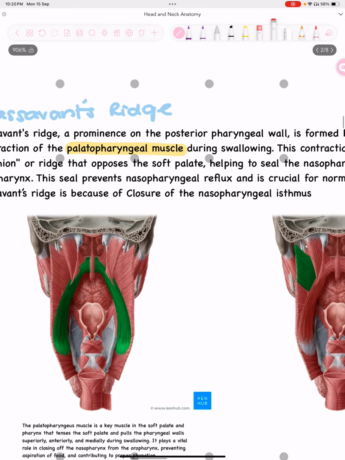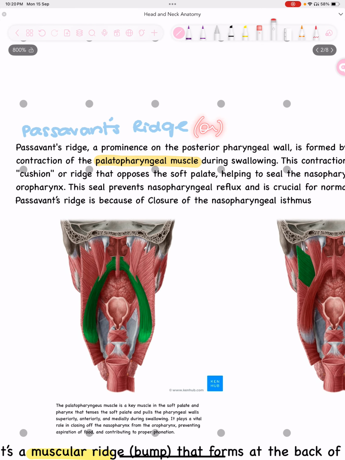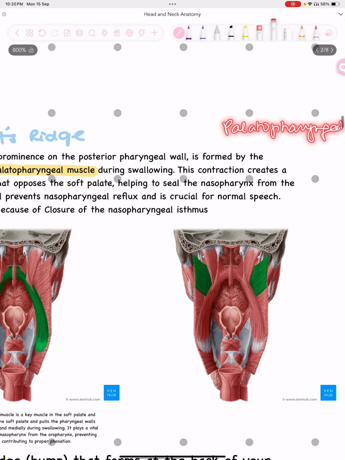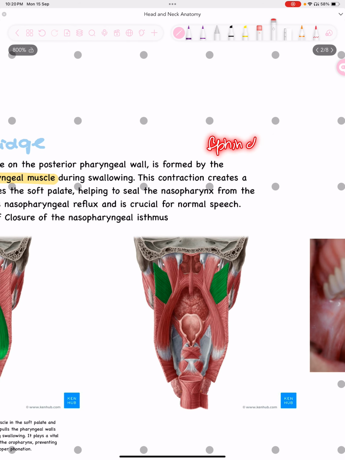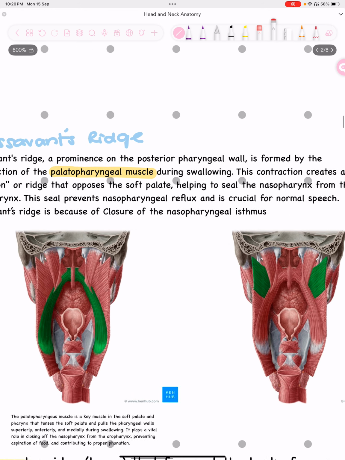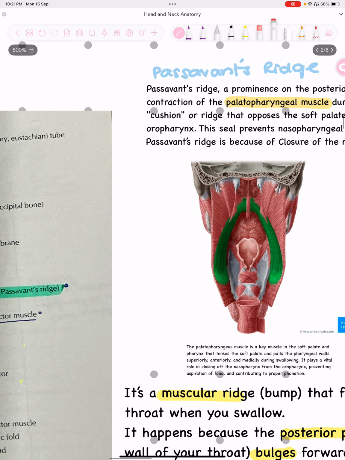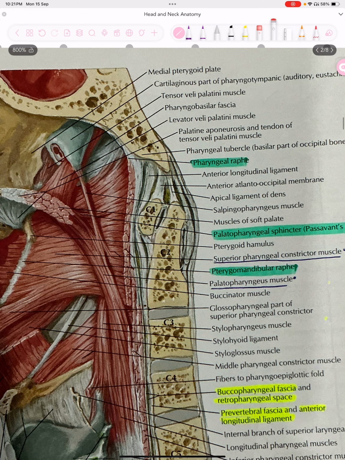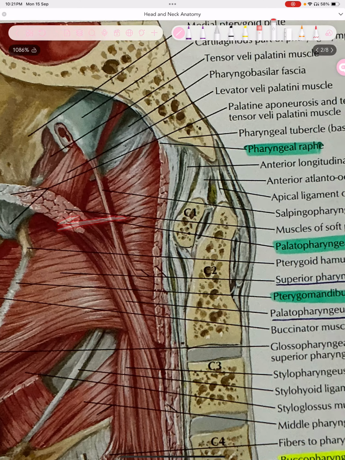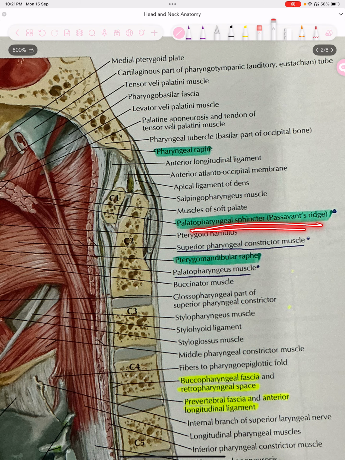Now, the other word for this Passavant's ridge is palatopharyngeal sphincter. Palatopharyngeal. How can we define this word? It means that it ranges from the palate to the pharynx. That's why it's called palatopharyngeal sphincter. So here you can see from the atlas, I've taken this photo. It ranges from the palate to the pharynx. So palatopharyngeal sphincter, also known as Passavant's ridge.